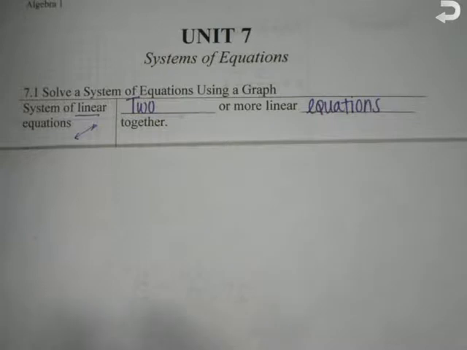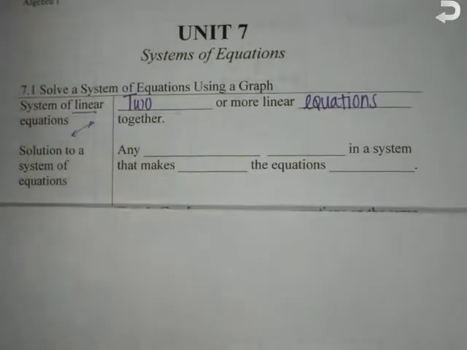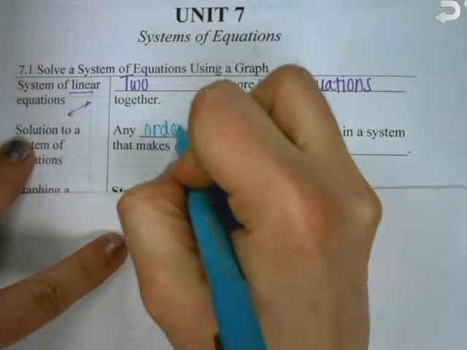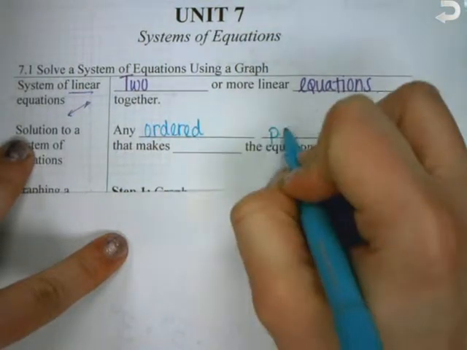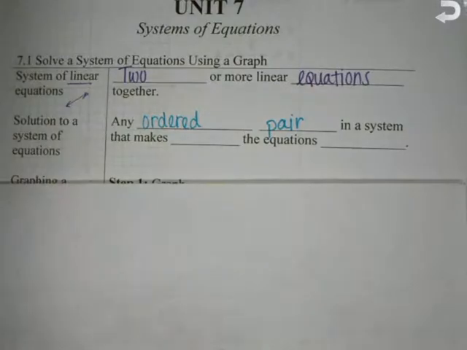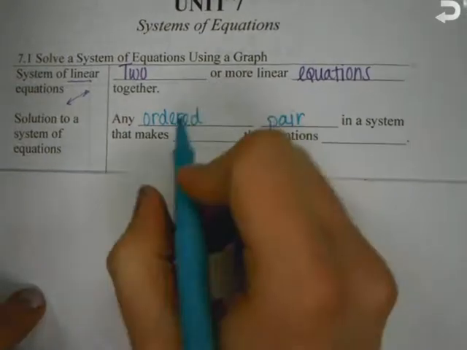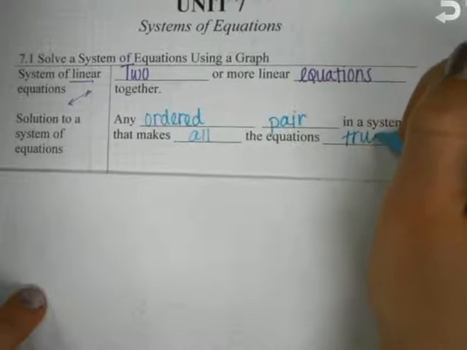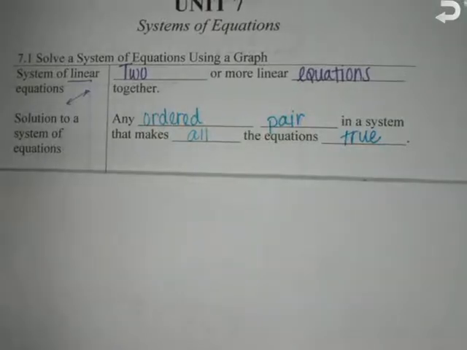Okay, so we are also looking at the solution to the system. And a solution is any ordered pair in a system that makes all the equations true. Okay, so remember how in Unit 6, on the test we just took, if they ask for a solution, we plugged in X and we plugged in Y and we checked for a true statement? We are going to do the exact same thing here, except we need to get 2 true statements. It needs to be true for both equations. Okay?